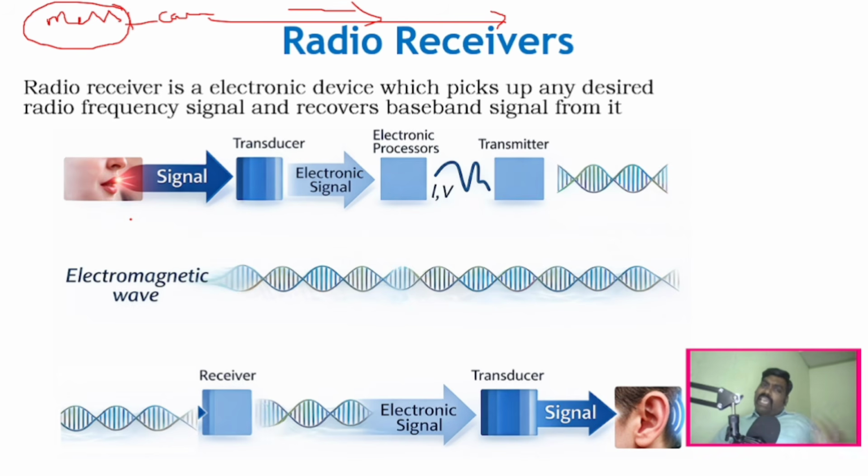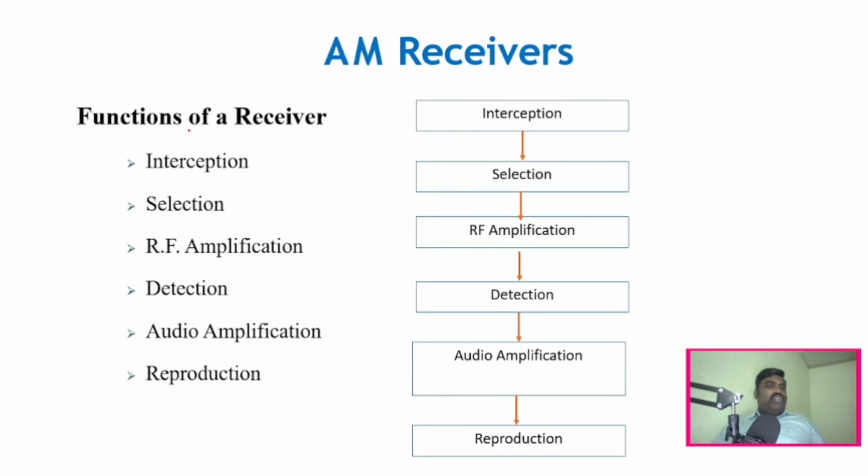Now you understand the working of a receiver. When we say a receiver, it not only detects the original message, it does a series of operations. You can see these are the functions of a receiver: interception, selection, RF amplification, detection, audio amplification and reproduction. These are the important functions of the receiver. So what is interception? Interception is receiving the particular signal, that is, capturing the transmitted signal. By using the antenna, it receives the signal, and that process is called interception.